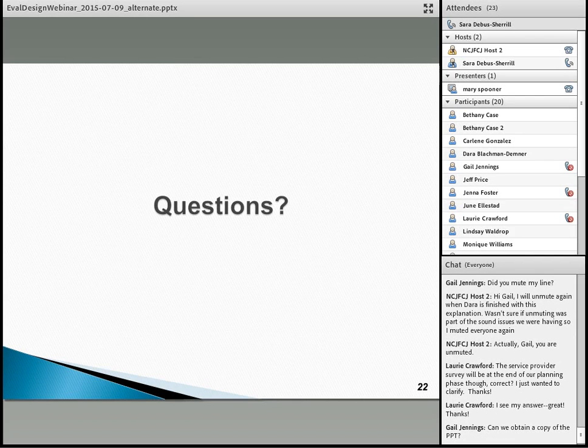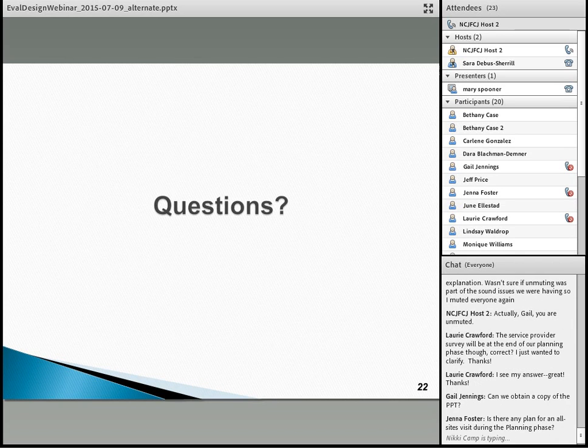And this time, I think if you want to raise your hand, we can unmute your phone, and that might get us going a little quicker with questions. So Gail and Jenna have typed questions. If you want to respond to those, I'm going to unmute everyone. So if you don't want to talk, use the mute function on your own phone. I'm going to unmute everyone right now while Sarah takes care of those two questions.